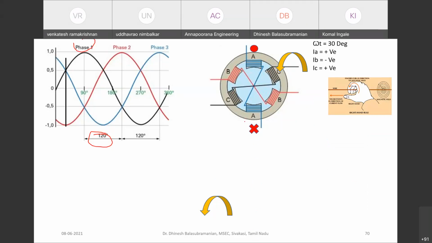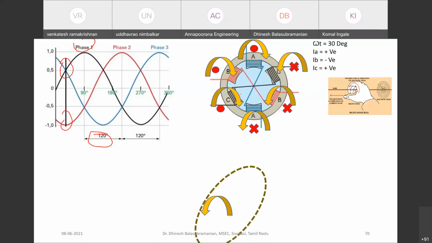The power leaving the source can be marked with a cross sign, and making a line at omega t of 30 degrees, A and C are positive, whereas B is negative in this particular case. So if it is positive, it is entering through A and leaving through A dash. And if it is negative, it is entering through B dash and leaving through B. And if it is C, it is entering through C dash and leaving through C.